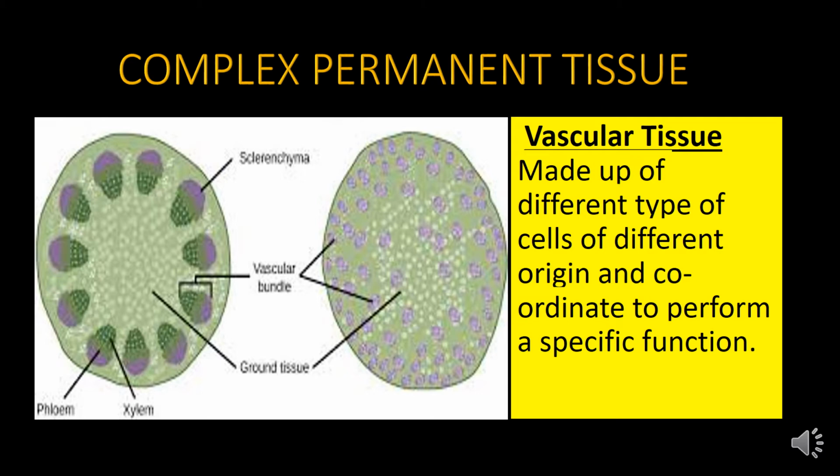As you can see in the diagram, they are present in the stem in the form of vascular bundles. They are either scattered in the form of these bundles, or they are arranged in the form of a ring, and the entire space is filled with the ground tissue, which is a kind of simple permanent tissue. The vascular bundles are basically made up of complex permanent tissues.